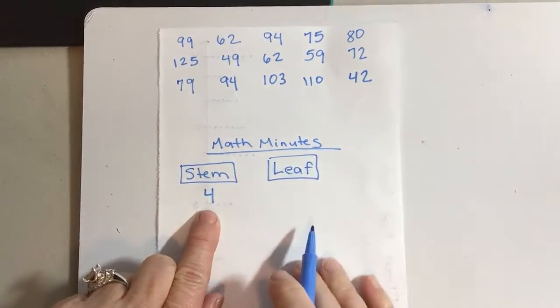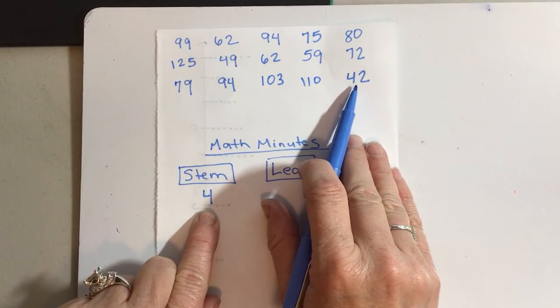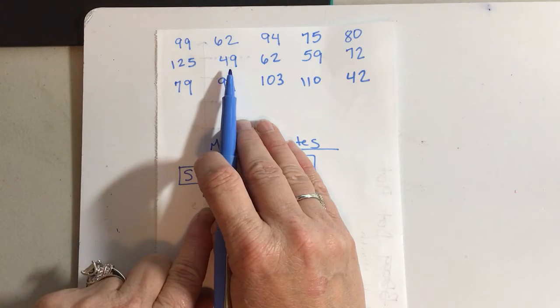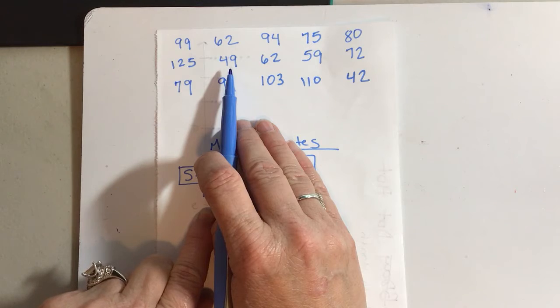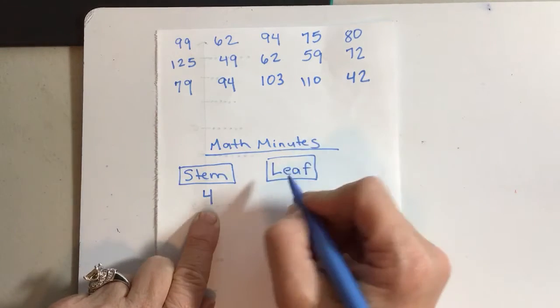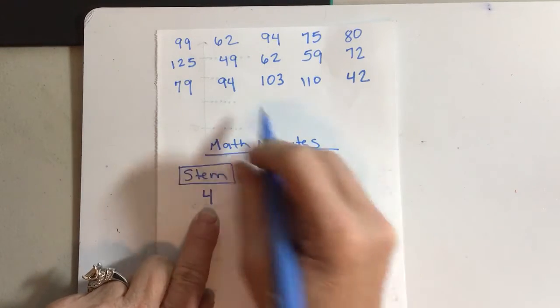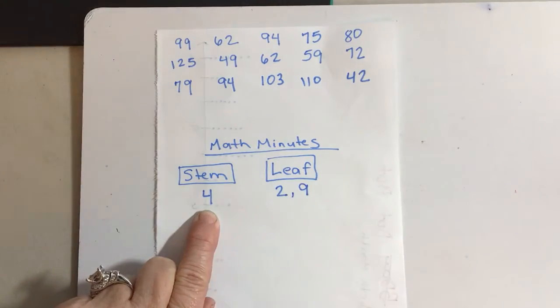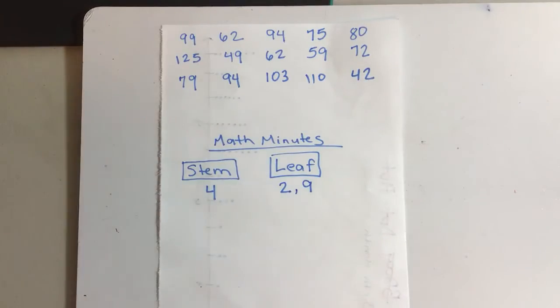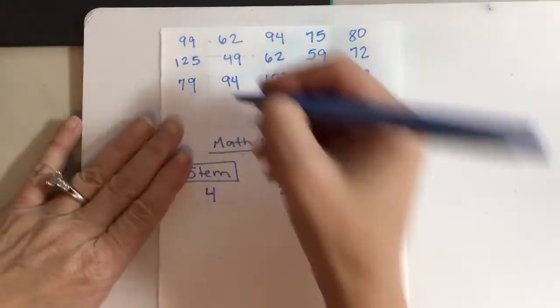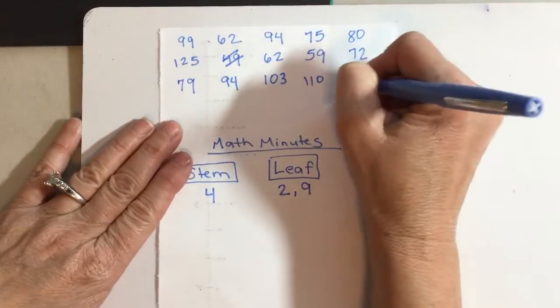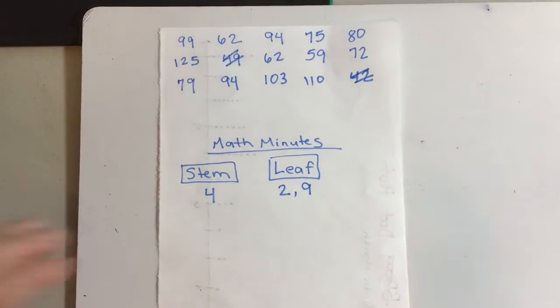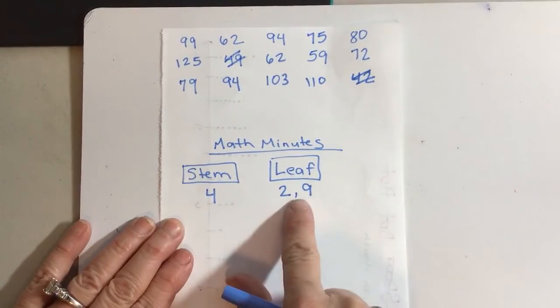And then my leaf, I have 2 numbers that are in the 40s. I have a 42 and I have a 49. Now we're supposed to go from smallest to largest, so 42 and then 49 would look like that, okay? And you don't necessarily have to put a comma there either, okay? So there's my 49, there's my 42, okay? This means 42, 49, okay?